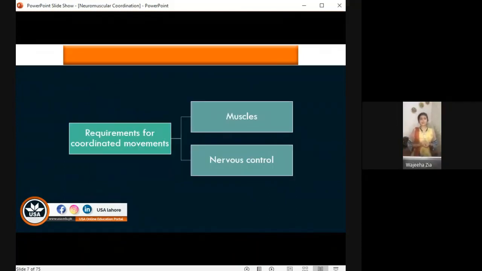All these movements require two things: the first is the muscle and the second is the nervous control. If the muscle is not okay, it's impossible to perform the coordinated movement. If the brain is not okay, if the nervous control is disturbed, we are not able to perform the coordinated movement.